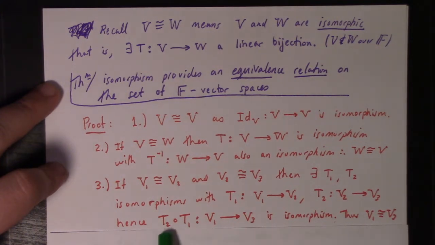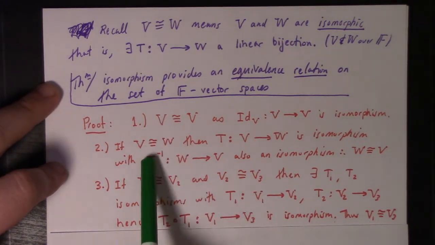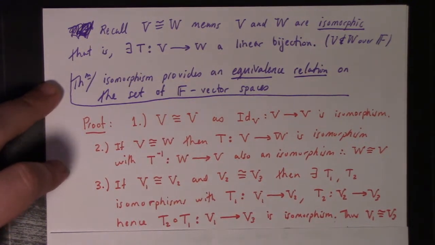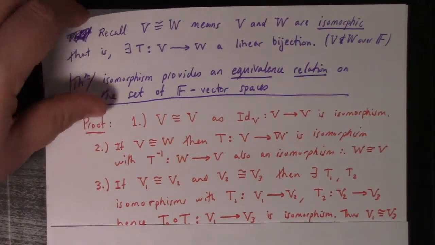Anyway, so the composite T2 with T1 gives us a linear bijection from V1 to V3, which then proves that V1 is isomorphic to V3, which is the transitive property. So we got reflexive, symmetric, transitive. It's an equivalence relation. But I can say more.